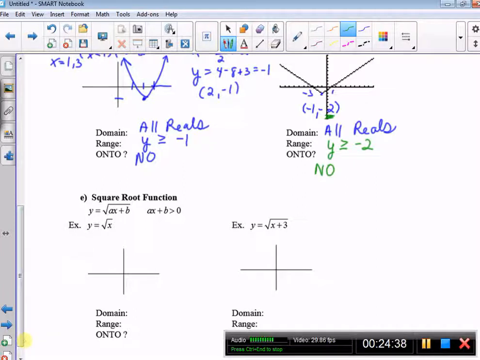The square root function, y equals the square root of x, or y equals square root of ax plus b, basically starts where it starts, and then it trails off. That's our sketch. So the domain, you can't have negatives under the radical, so your domain must be x is greater than or equal to 0. And your range is y is greater than or equal to 0.